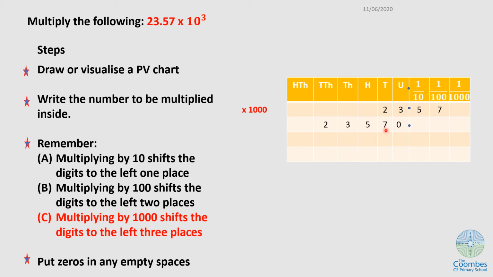Now you can see the decimal point is here and there is a space created here. So I'm going to fill it with a 0. It's a placeholder. Now when you multiply 23.57 times 1,000, you end up with 23,570.